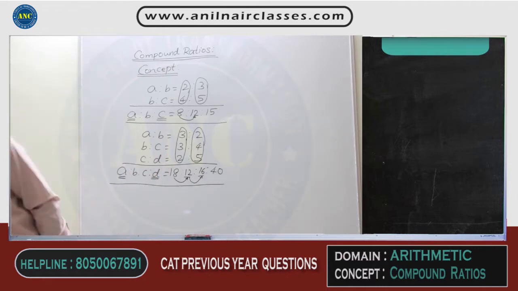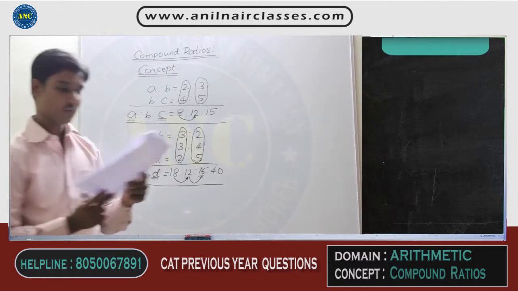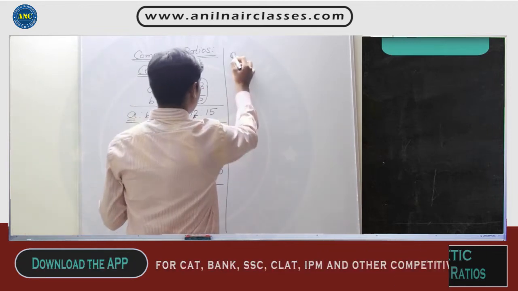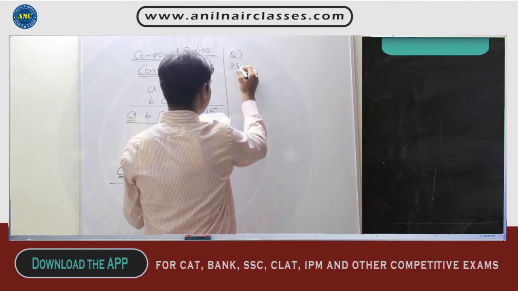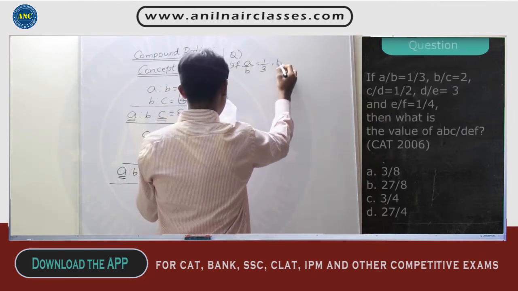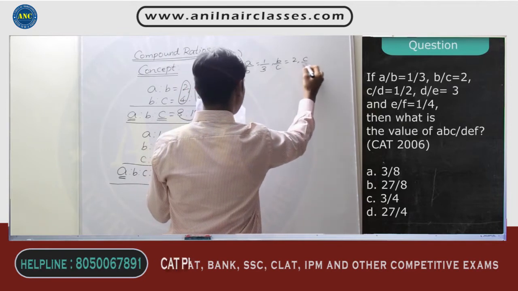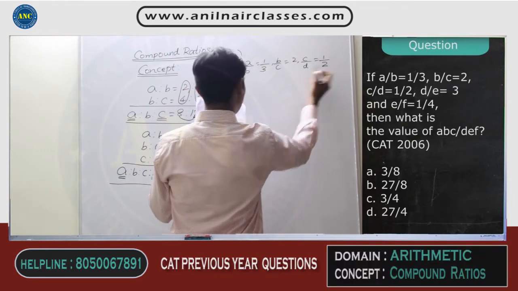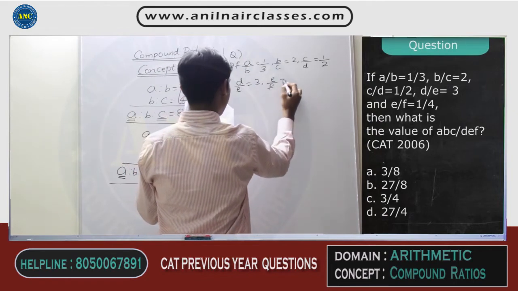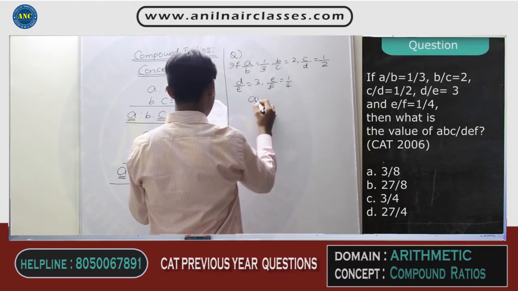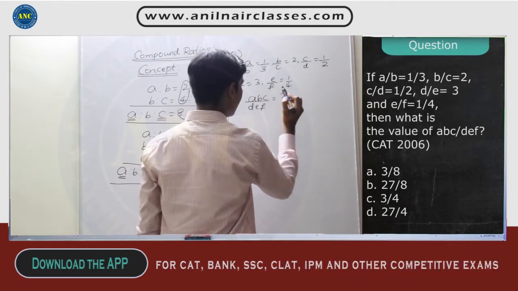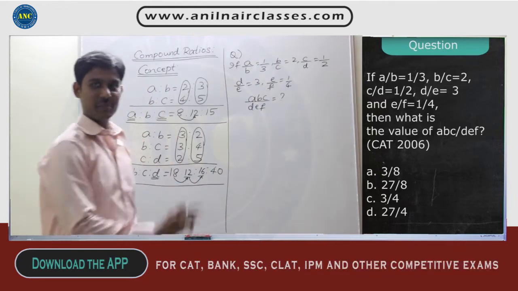Now please see the next question. The question is like this, sir. If A by B is given by 1 by 3, B by C is given as 2, C by D is given as 1 by 2, D by E is given as 3, E by F is given as 1 by 4. You need to find the value of ABC divided by DEF.